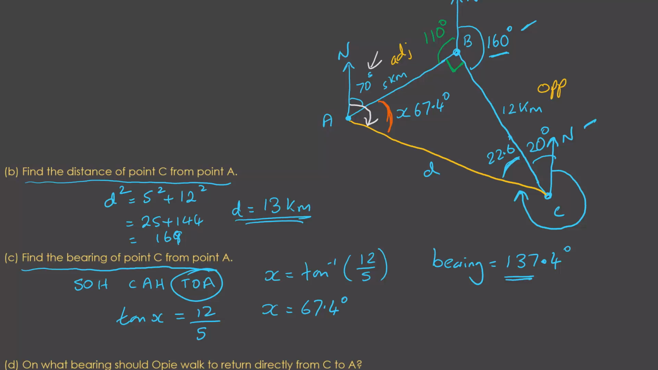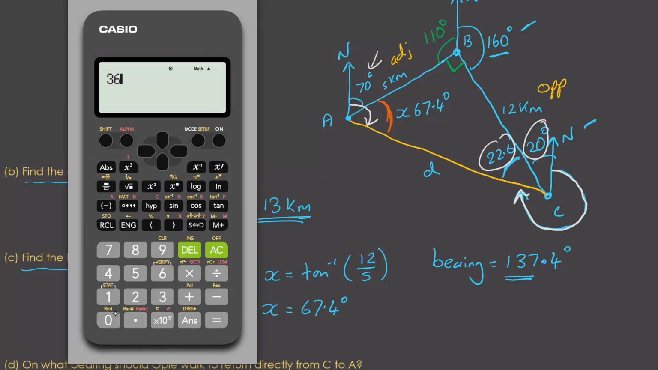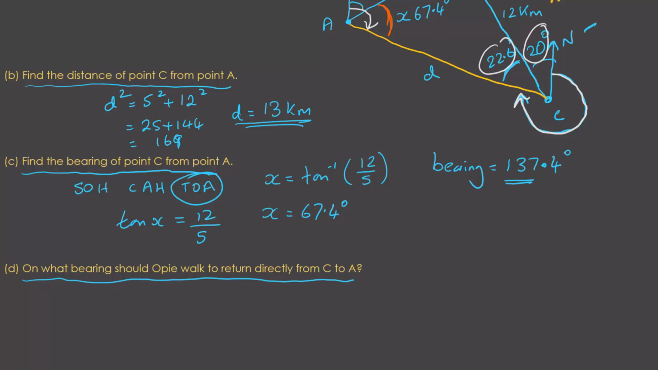So the bearing that we want, this angle here, is 360 take away these two angles. So that's 360 take away 20, take away 22.6, giving us 317.4 degrees.